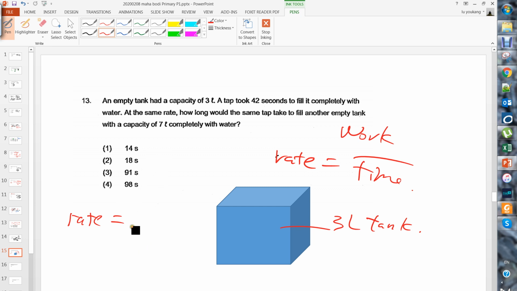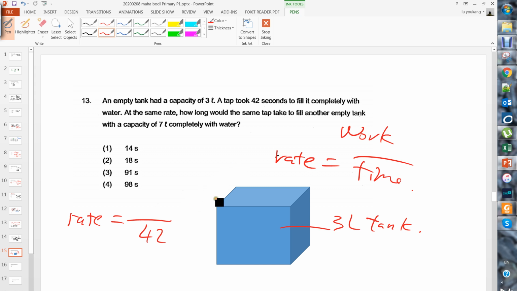Go ahead. Do you have the time? 42 seconds. So the time means I replace it. Do you have the work done? Then 42 seconds to fill it up, right? Yeah. So it means the work done is after 42 seconds, what is the work done? Fill it up. So fill up with water.